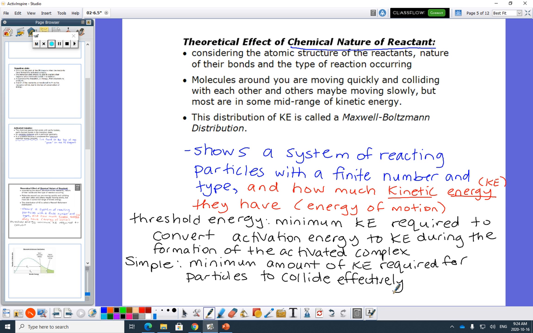If particles are colliding effectively, that means that they are reacting. So if they're colliding effectively, they are reacting. If you prefer, you can write that a reaction is occurring.